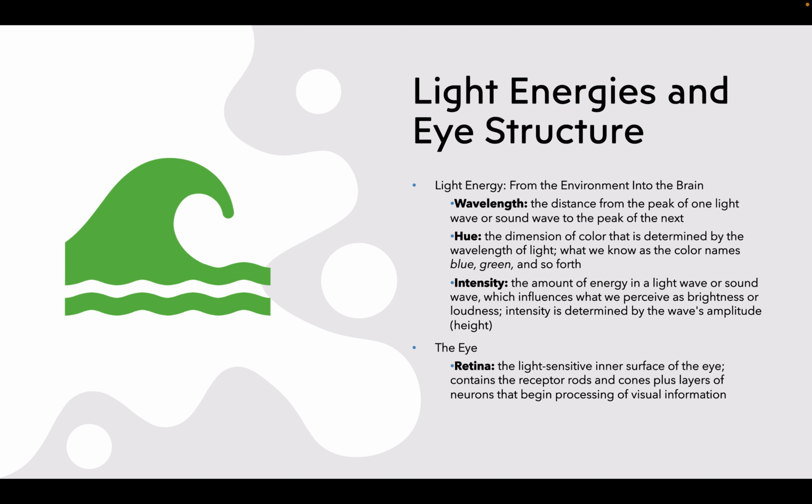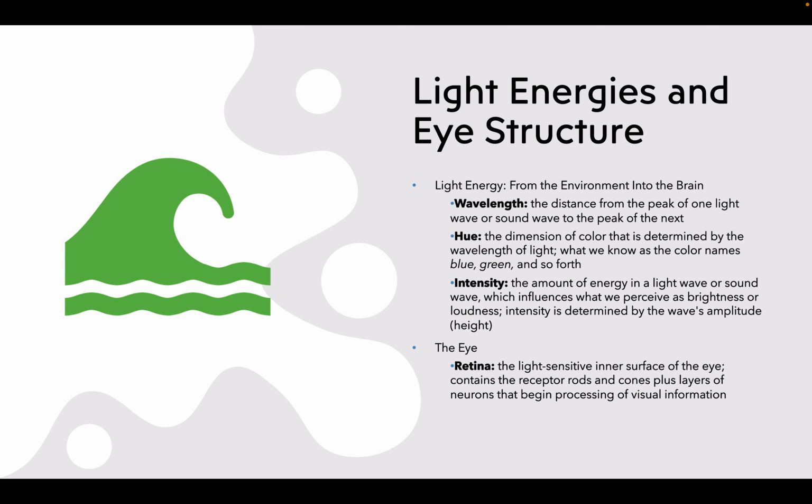So, light energy and eye structures. In order to understand how we take in visual stimuli, we have to understand the way the eye is built. This is going to be similar to when we were talking about the brain. I want you to know what the different parts of the eye are, but you're not going to have to be able to label the eye or anything like that.